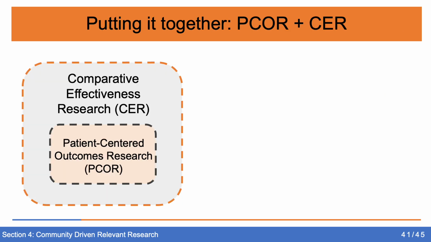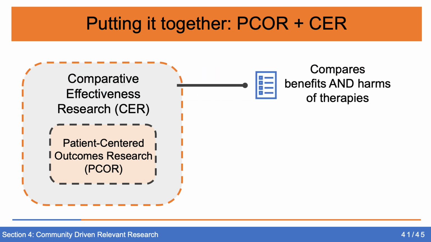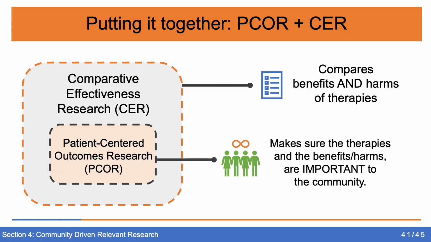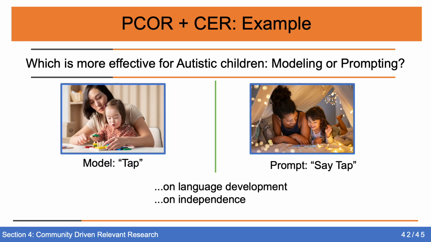Putting it all together, comparative effectiveness research compares the benefits and harms of different therapies for autistic children and families. Doing CER in a patient-centered way through patient-centered outcomes research makes sure the therapies we research are relevant and important to the community and that we look at the benefits and harms of these therapies on outcomes that are important to community members. In our previous example of a comparative effectiveness research study, we can also make sure the study is patient-centered by making sure that the strategies and outcomes are important and relevant to autistic people and caregivers.